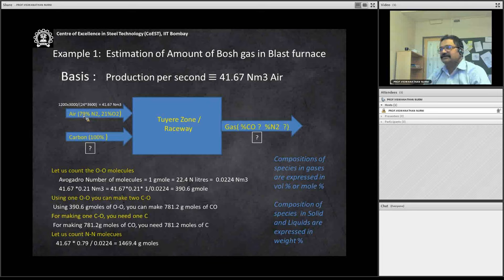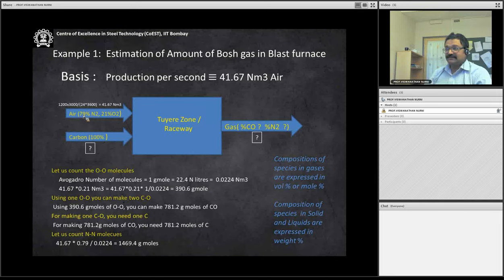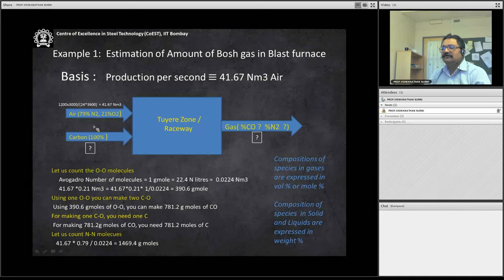So I can convert that per second. Once I know the production, that's exactly what has been done. 1,200 per ton, 3,000 tons per day, and then I can convert the time into seconds, and you will see that it is 41.67 normal meter cube of air per second that is fed into the furnace. What we need to find out is how much carbon will be burnt at this point, and correspondingly how much CO and how much nitrogen will be coming out.